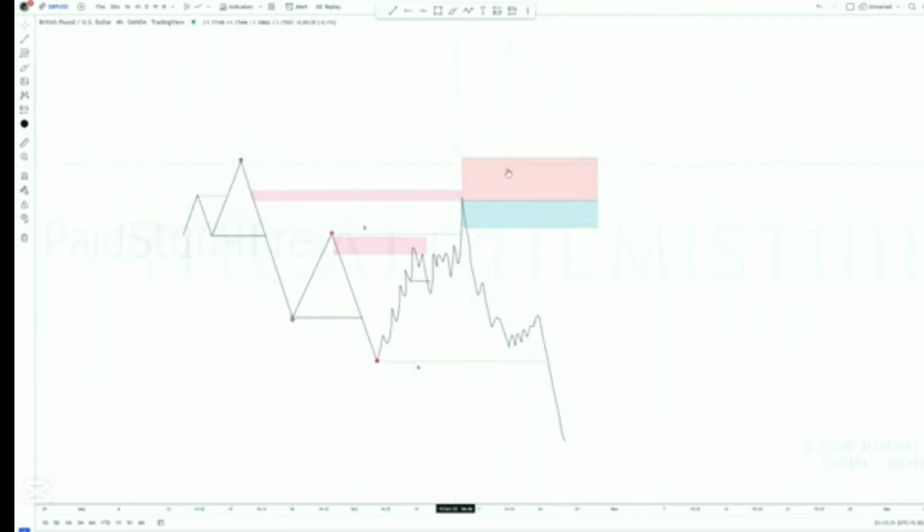But if you do not like the risk to reward ratio, if the stop loss is too big, you can have it above the point of interest, and then we can target external range liquidity. So that is how it goes.